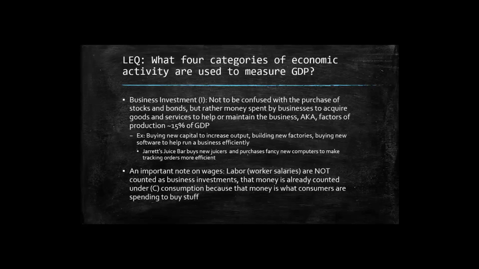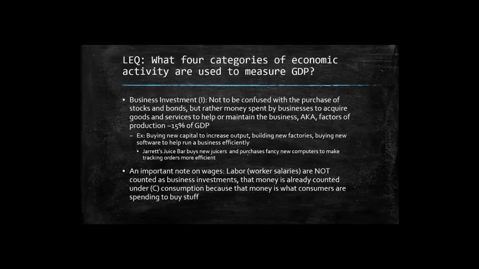All right, let's move on to the I part of the GDP equation. That is business investment. When I say investment, do not confuse it with the purchase of stocks and bonds, which is something we'll be covering in Unit 5. So when I say investment, do not think about buying stocks and bonds. Business investment is the full name of what that I represents. It's the money spent by businesses to acquire goods and services to help maintain the business, aka the factors of production. And business investment represents about 15% of GDP.